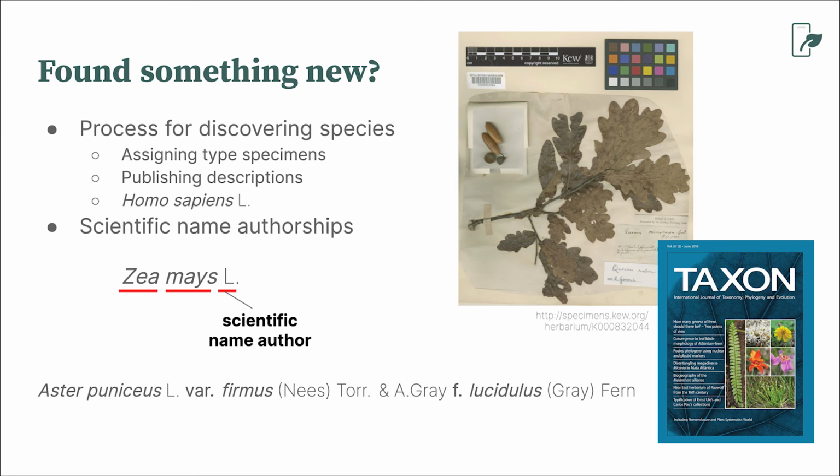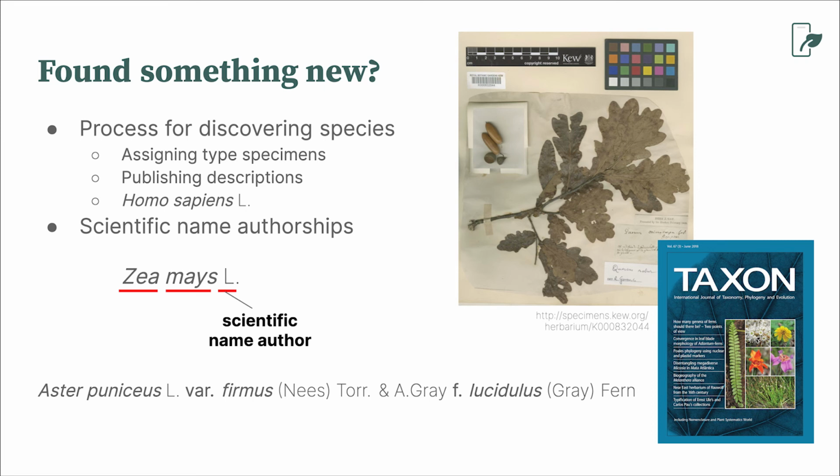But once you know that kind of information, the fact that this letter refers to the author, you can then parse the full scientific name and work out what it comprises. So in this very lengthy example, you have the genus, the species, L for Linnaeus, because he was the first one who described this species. And now we know var means variety, and the variety is firmus.